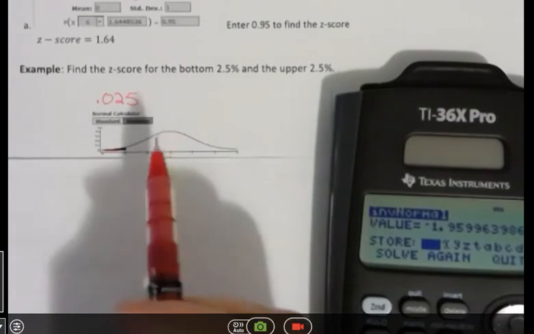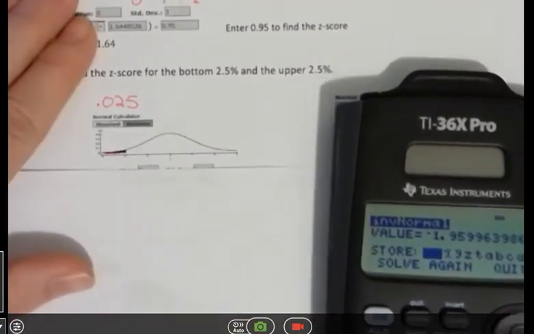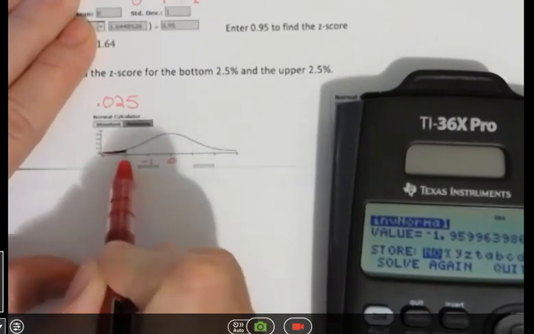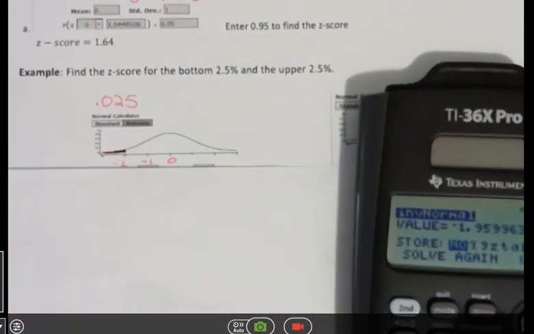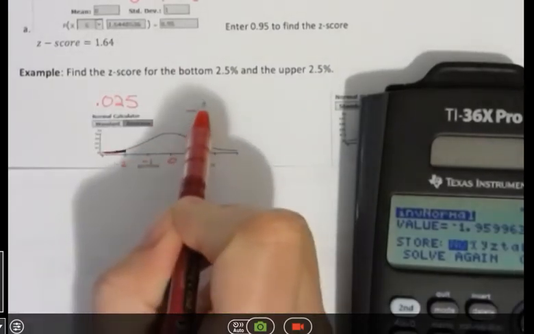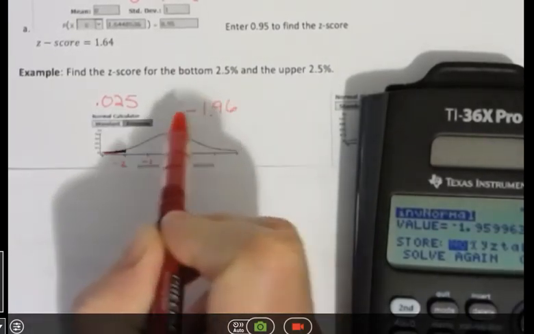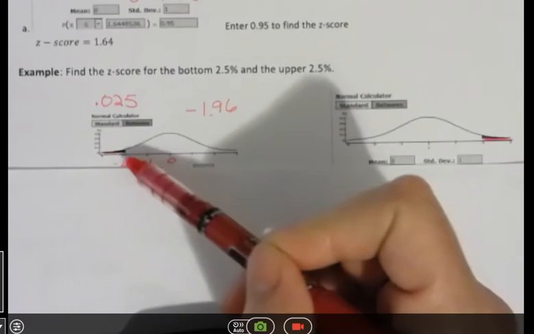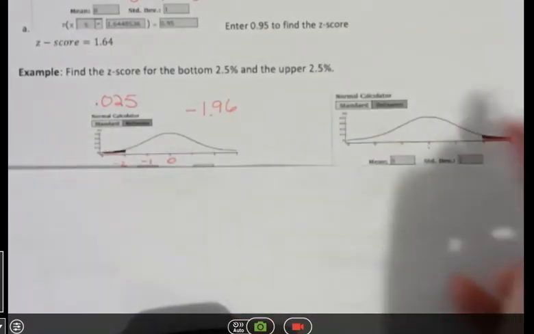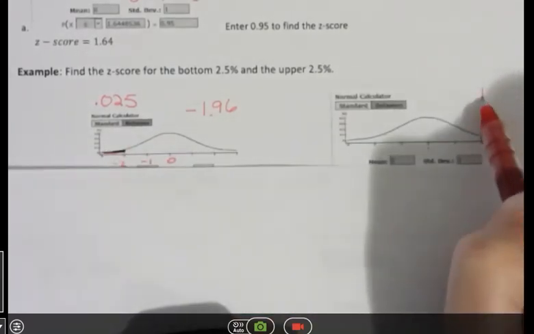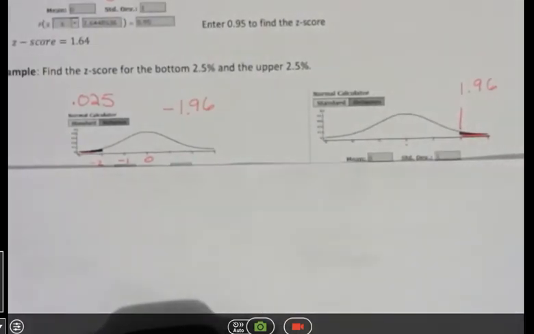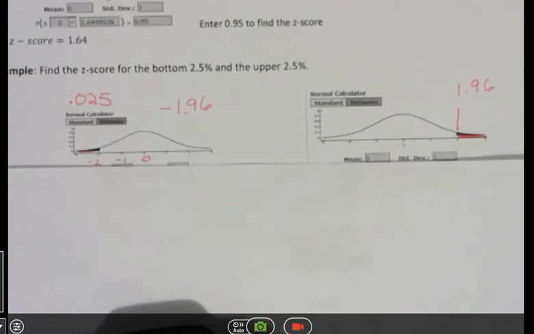1.96. We can see it would be negative because here we have 0, and here we have negative 1, and here we have negative 2. We're not quite to negative 2, but we can see that it's going to be negative 1.96. Now the nice thing about standardized normal distributions is in this case, if we're talking about 2.5% to the left and 2.5% to the right, I know right away this value must be the inverse of the other one, or the positive 1.96. But what if you didn't want to find the left one, you just wanted to find the right one?